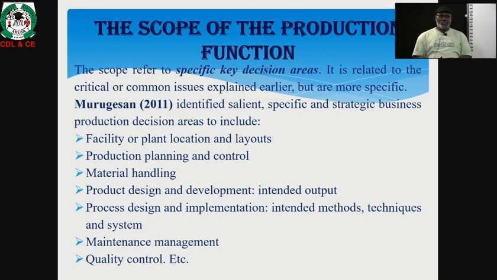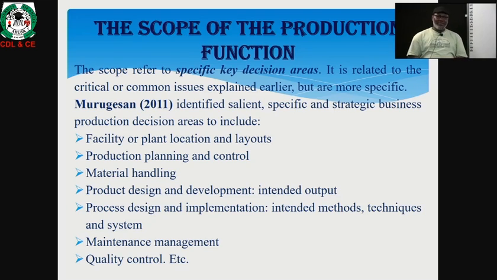Another main issue to look at in production function is material handling. Material is one of the key resources of an organization, and one of the major functions of a manager is to reduce waste, to improve efficiency, to improve productivity. So every business must ensure it handles its material in such a way that waste will be minimized, in such a way that there will be little or no waste. It is a critical production function area.